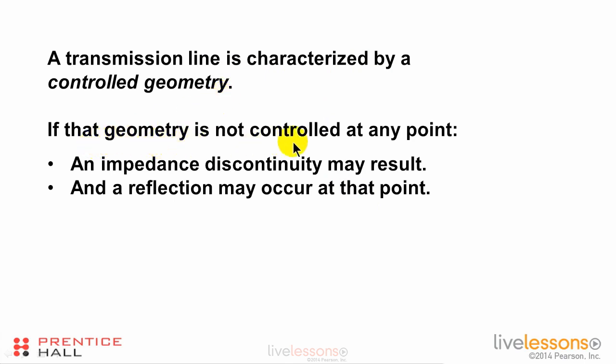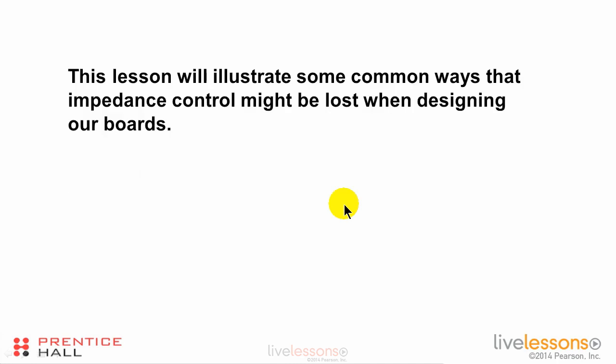If that geometry is not controlled at any point, then an impedance discontinuity may result and a reflection may occur at that point. So we need to control the geometry of our traces throughout the entire length of the trace. This lesson will illustrate some common ways that impedance control might be lost when we design our boards.